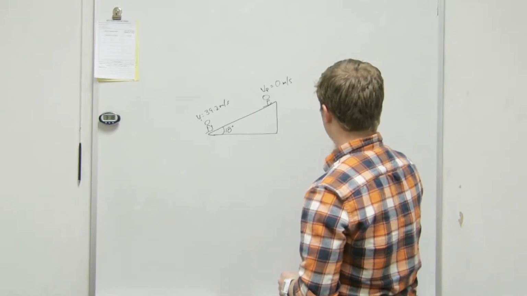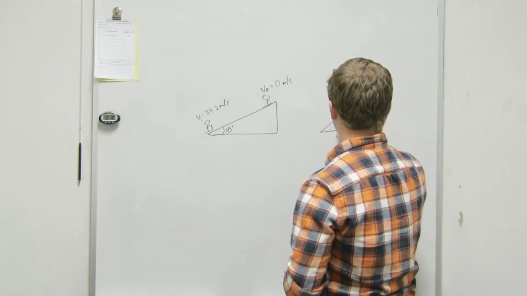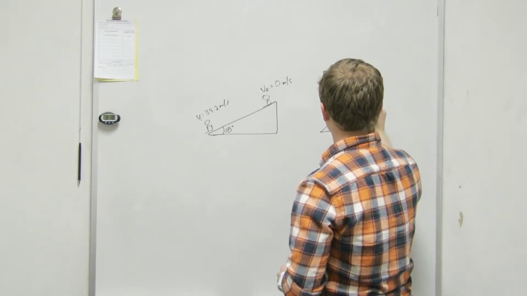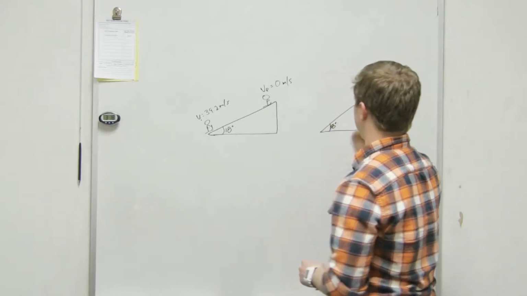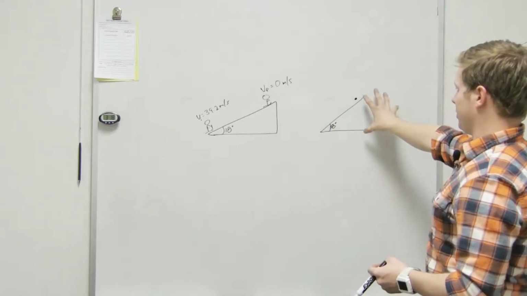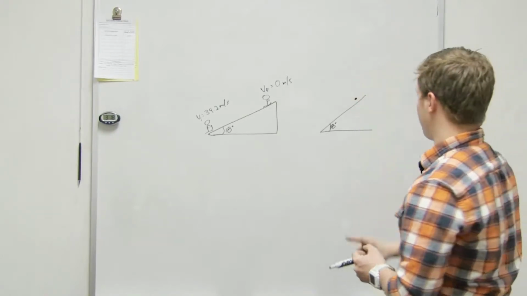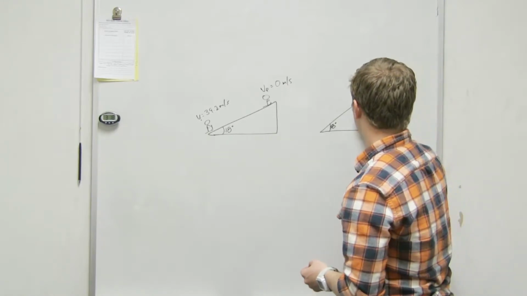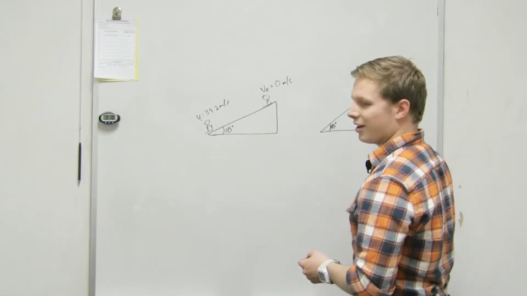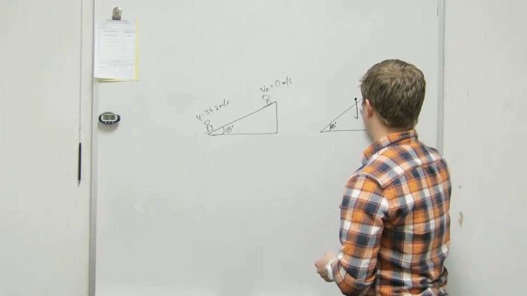So I'm going to redraw it over here. We got this slope, 18 degrees, and we got the skier here. This is just going to be the skier. So what kind of forces are acting on the skier? Gravity, 9.8. And that's going what direction? Straight down, exactly.